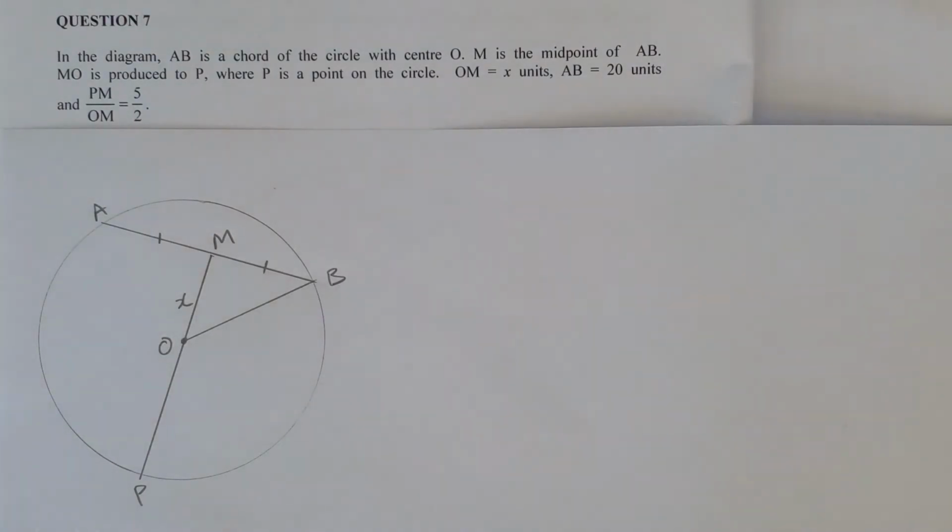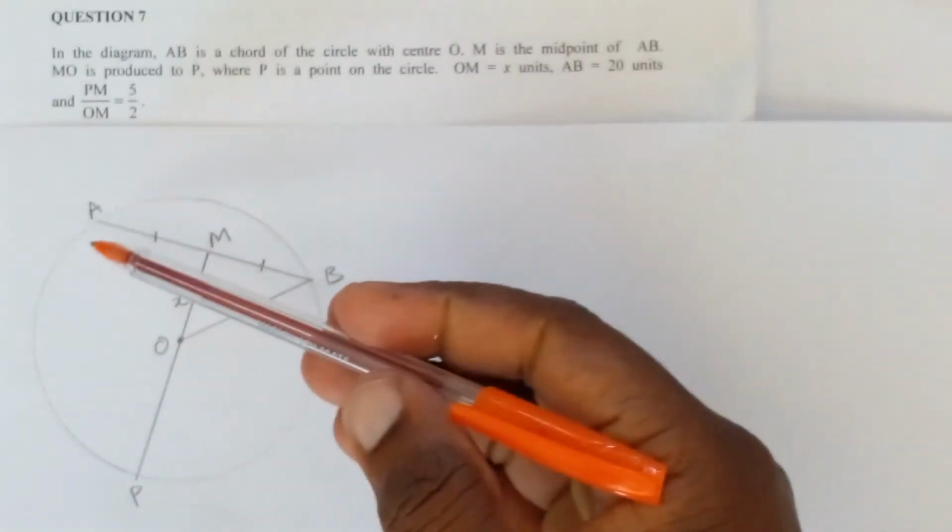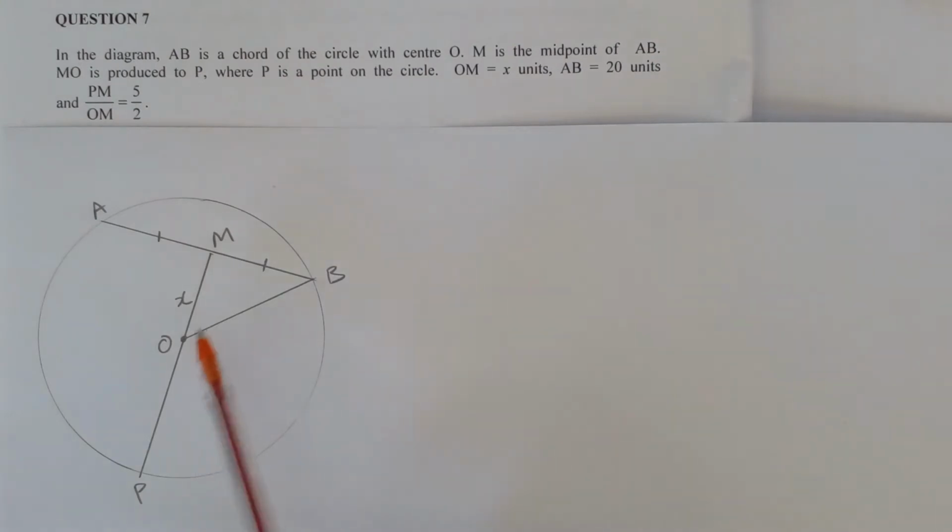Now it's very important that when you approach exam questions in Euclidean geometry, you make sure you read, understand and interpret the instructions. Very important. Let's understand what this question is saying. In this diagram, AB is a chord of a circle with center O. M is the midpoint of AB, so this point M divides the line into two equal parts. MO is produced to P, where P is a point on the circle.